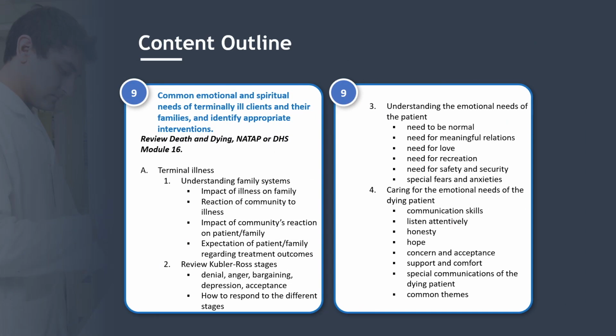Section 9. Common emotional and spiritual needs of terminally ill clients and their families, and identify appropriate interventions. Review Death and Dying, NATAP or DHS Module 16. Terminal illness. Understanding family systems.